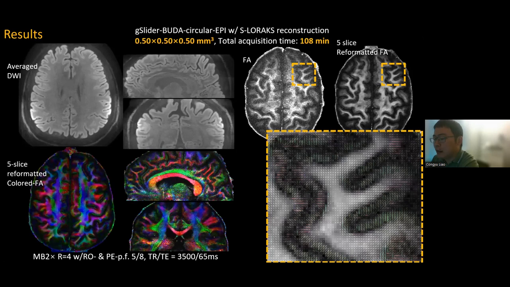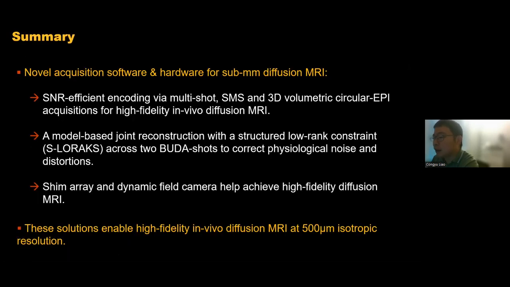So finally, to summarize this talk, I present the SNR-efficient gSlider-BUDA circular-EPI acquisition with model-based structure low-rank reconstruction together with dynamic shim array and field camera hardware to achieve a high-fidelity diffusion MRI at 500 micron isotropic resolution. In comparison to the standard EPI, the proposed method provides improved SNR and reduced blurring. This solution should help make microstructure imaging more practical.